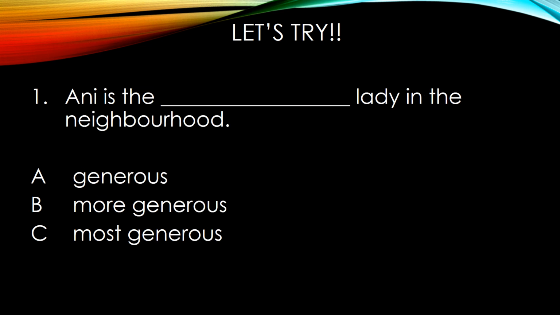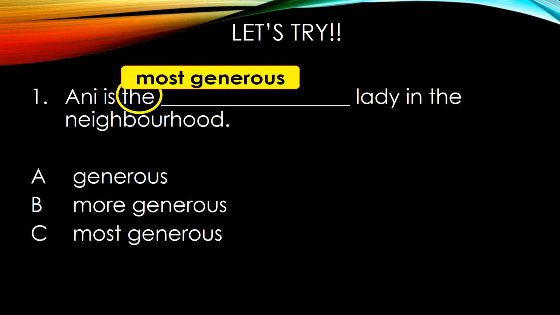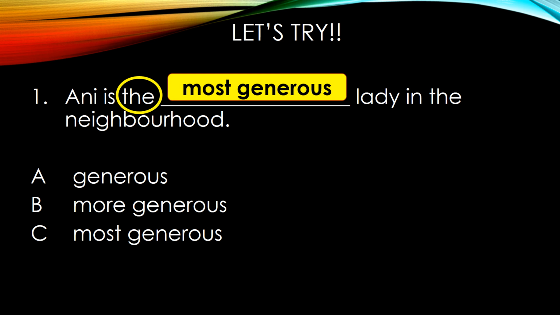Alright, and last one, Annie is the lady in the neighborhood. The choices of answers given are long, so we cannot use generous, generouser, or generouses, so you have to use more and most. Let us find the keyword here. The keyword here is the before the blank, so you must add most before the adjective. Annie is the most generous lady in the neighborhood.